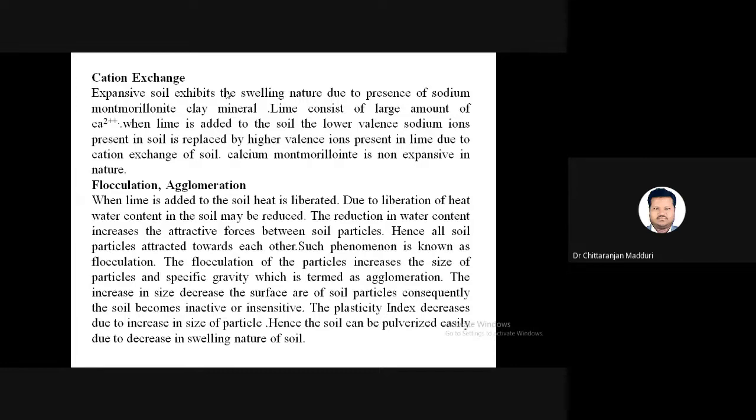Due to flocculation and agglomeration, the size of the particles increases. As the size of the particles increases, the surface area of the soil particles decreases. Hence, the plastic limit and plasticity index drastically decrease due to the increase in the size of the particles. Hence, the soil can be pulverized easily because of the reduction in the plasticity index and the decrease in the swelling nature of the soil mass.